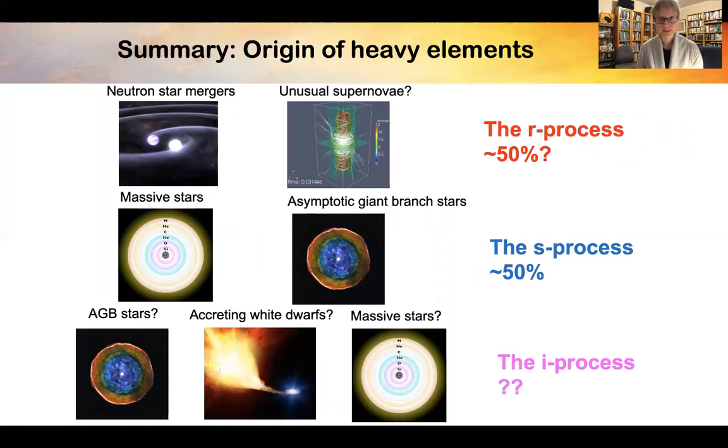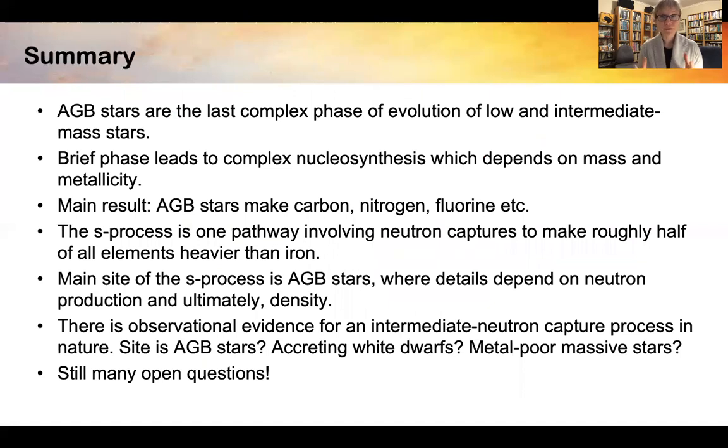So this is really a summary. The origin of heavy elements: the R process makes about half. Maybe there's a couple of sites. AGB stars make about half, and there's a couple of sites. The I process occurs in nature, but how much does it contribute to the chemical evolution of heavy elements? Don't know yet. Questions? This leads me to my very final summary for both lectures.